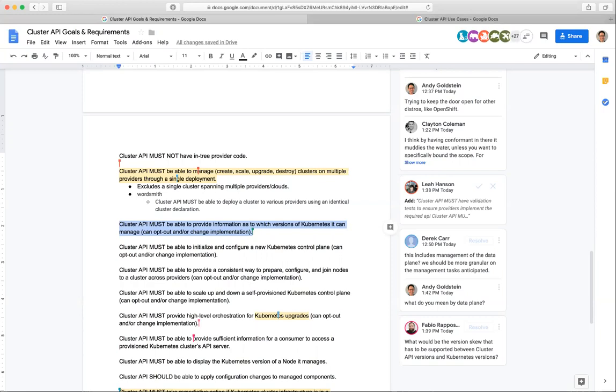It seems like maybe we're mixing requirements of two or three different things here. I agree. If we really want it to be optional, we should probably say may. Cluster API may provide info, unless we don't want it to be optional.